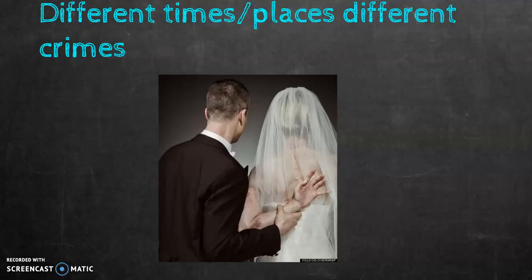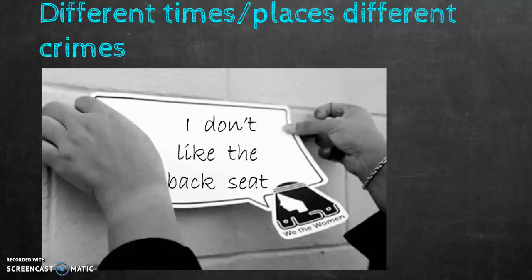Rape within marriage was actually legal in the UK until 1993. So up until 1993, you couldn't be punished for raping your wife. Obviously, that is now an offence. It is within a broader grouping of domestic abuse. So again, a law that's changed over time.